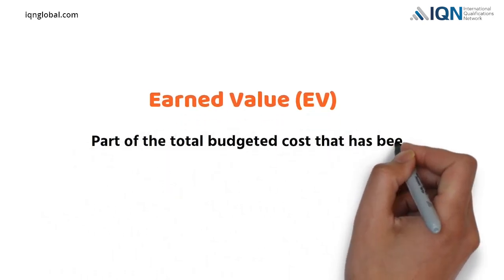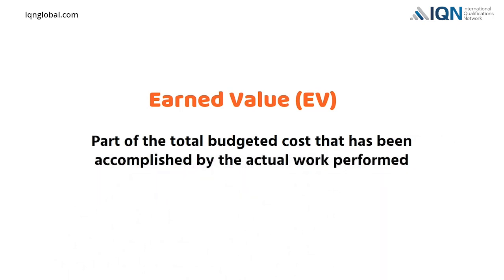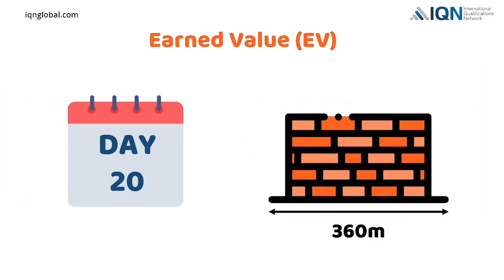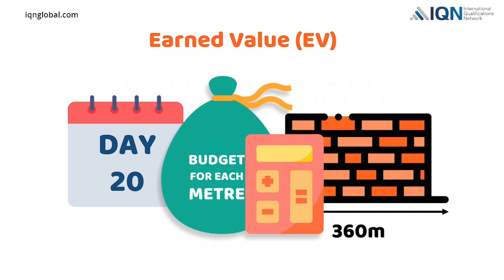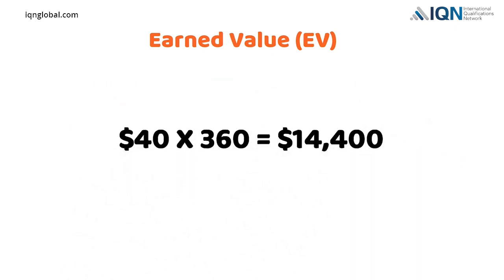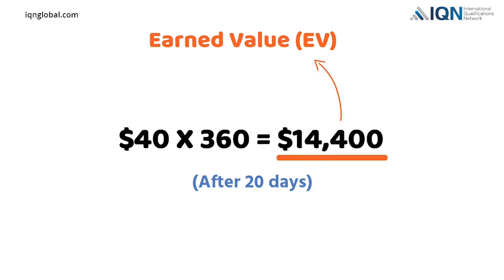Now, let's explain the concept earned value. Earned value, EV, is the part of the total budgeted cost that has been accomplished by the actual work performed. In our example, after 20 days, we have built 360 meters of wall, and budgeted cost for building each meter of wall was $40. If we multiply 40 by 360, we will get $14,400. After 20 days, the project has actually completed $14,400 worth of work. That is, $14,400 is our earned value.